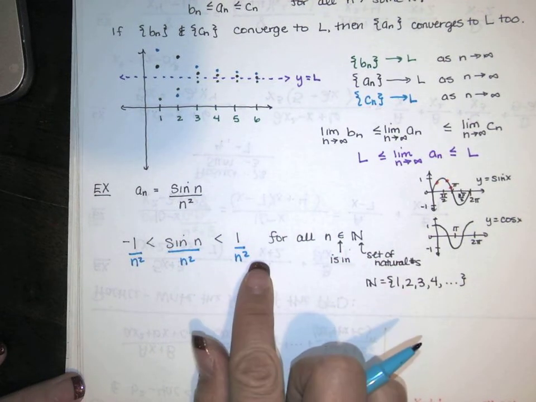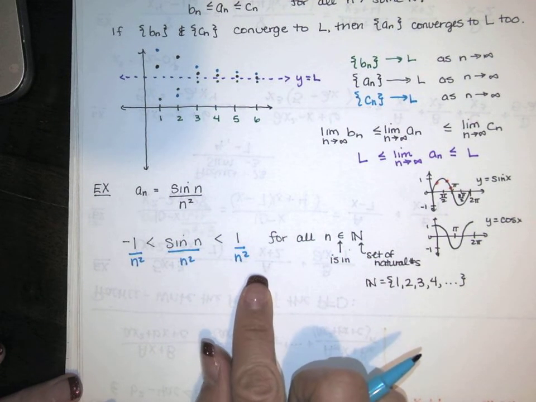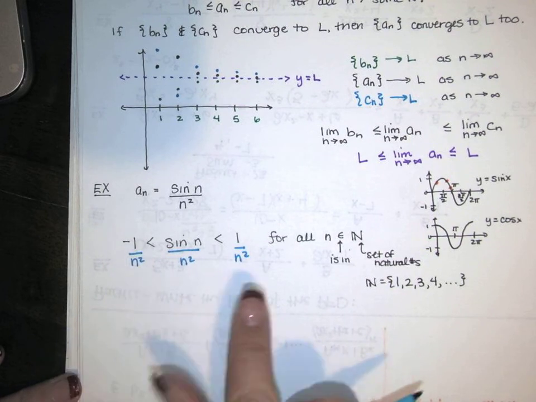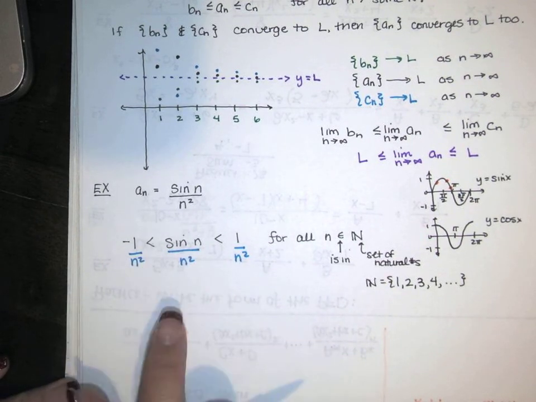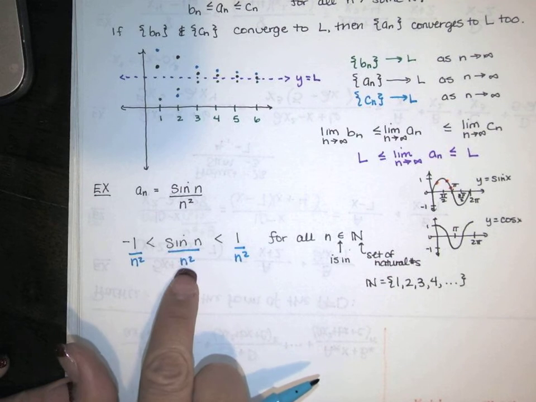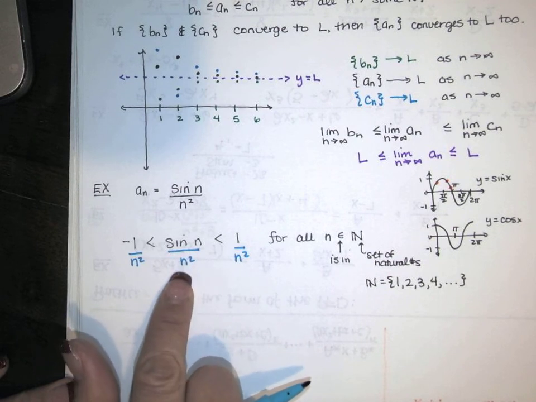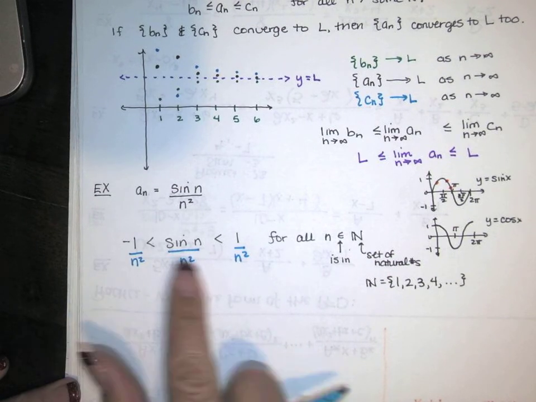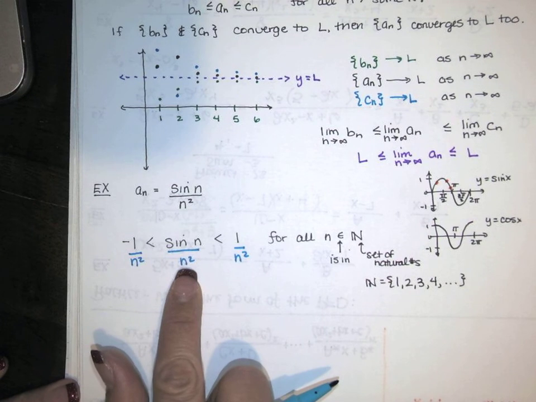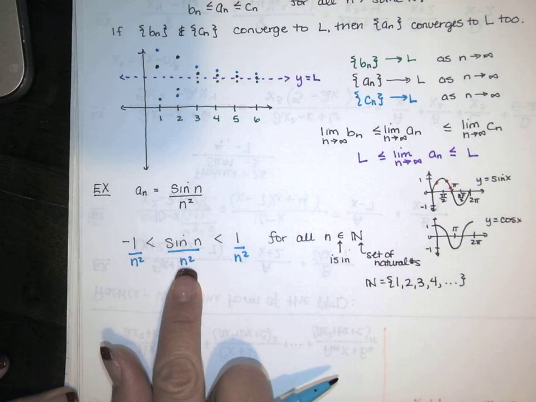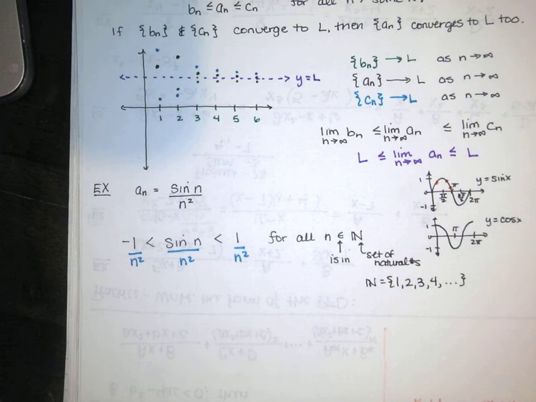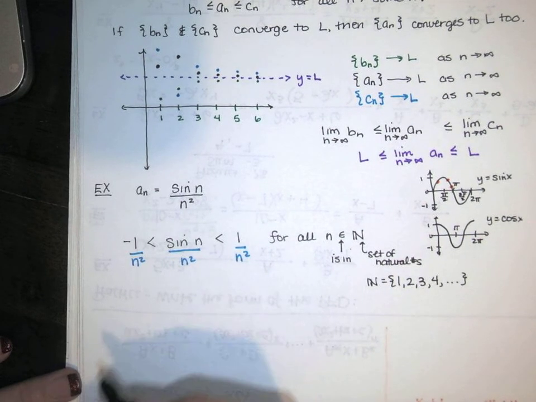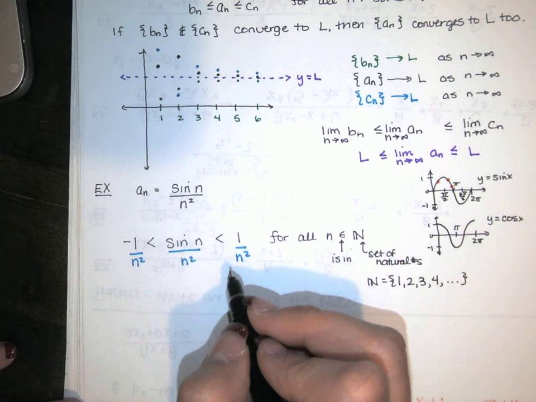Okay, now I've got my comparison sequences. Now, if this function and this function converge to the same thing, then by the squeeze theorem, I can conclude that this one converges to the same thing. Now, if this one converges to 3 and this one converges to 4, that tells me nothing about this one in between. This one may or may not converge, and if it does converge, it might converge to any number between 3 and 4. So let's assume all three limits exist.